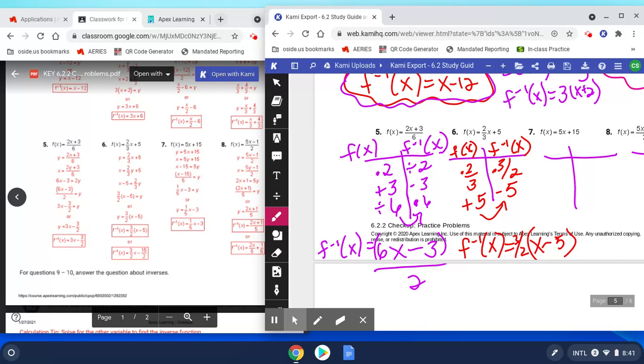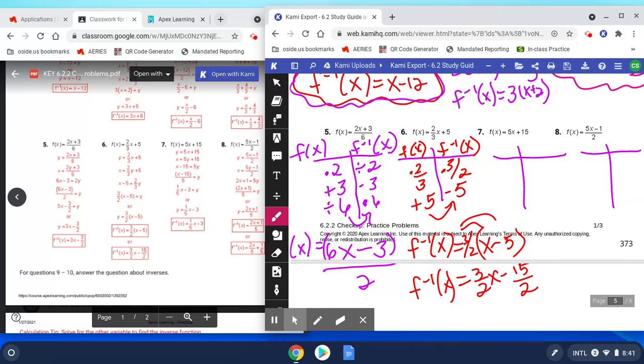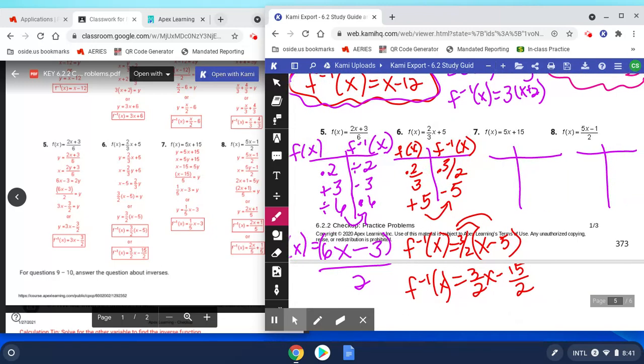Go look at the answer, how it's been distributed on the Apex key. It says 3 halves x minus 15 halves is the answer because it's been distributed. It's an equivalent equation to what I'm showing you. All right, let's go look at number 7 and number 8 now. First, in this function, let me go get a different color.